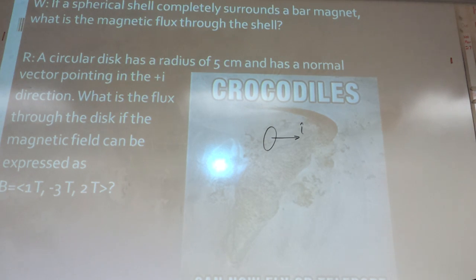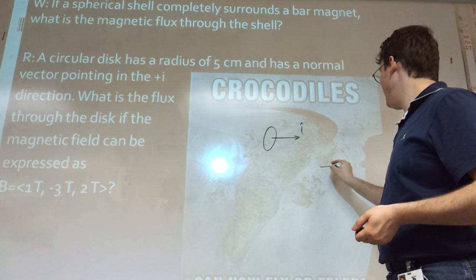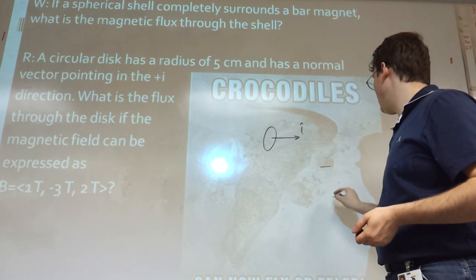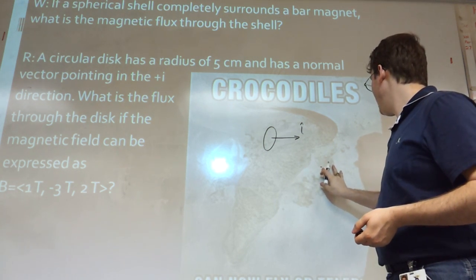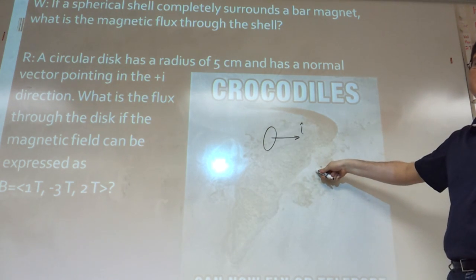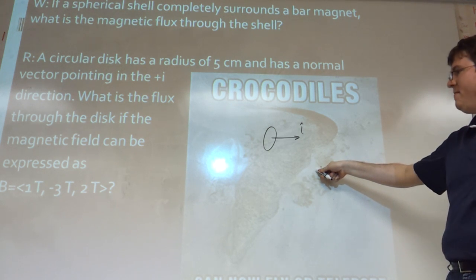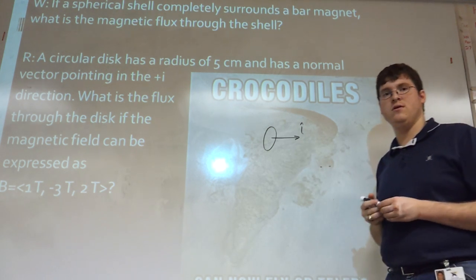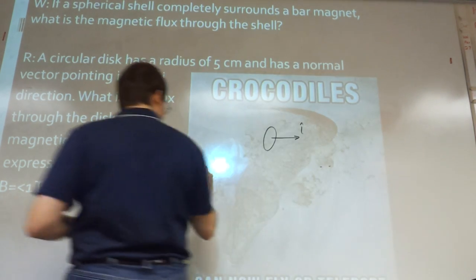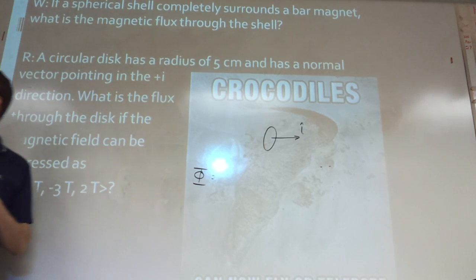Okay, 1, -3, 2 would give you a magnetic field that's like this. 1, 2, 3, and then 2 out of the board, so it's pointing that way. That's our magnetic field. So how do we do it? Not cross, but dot.